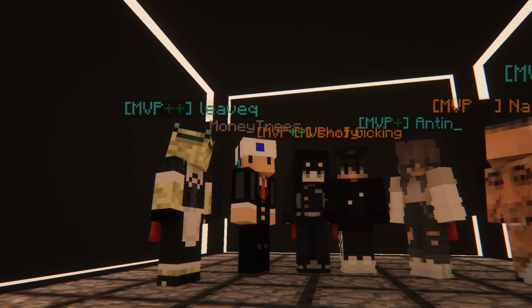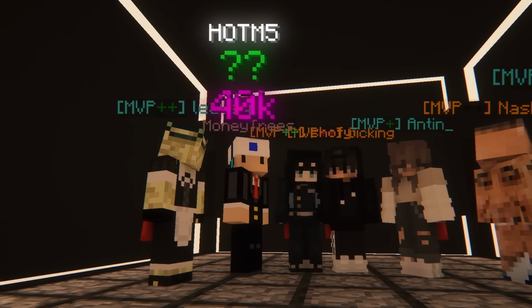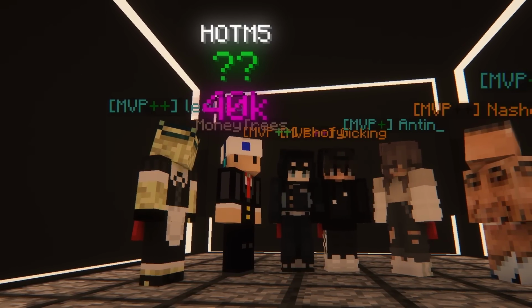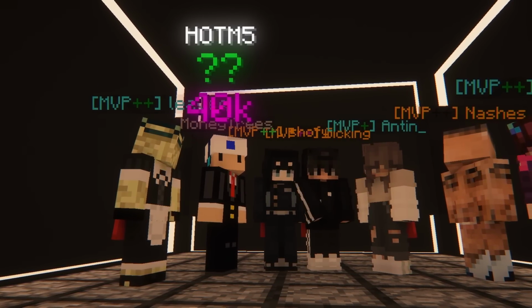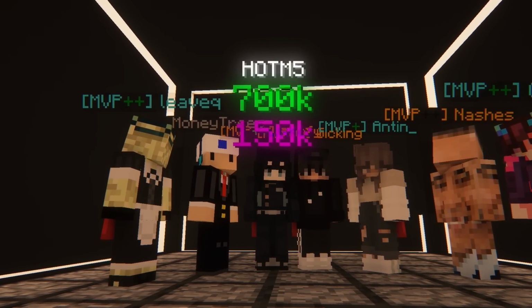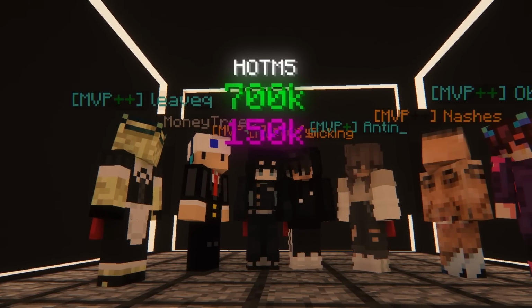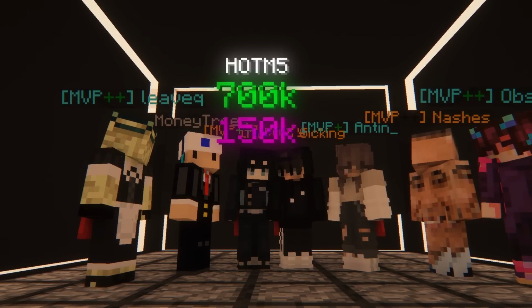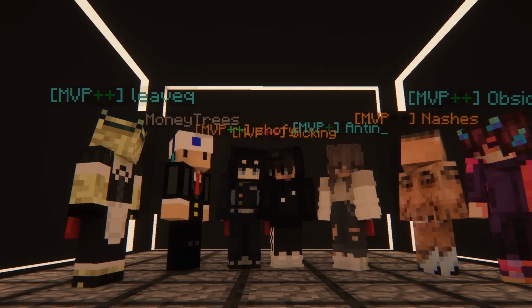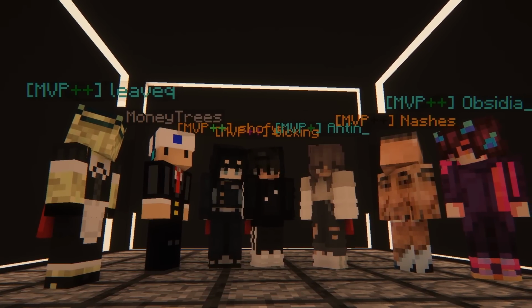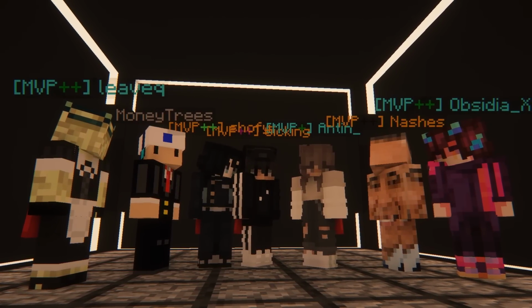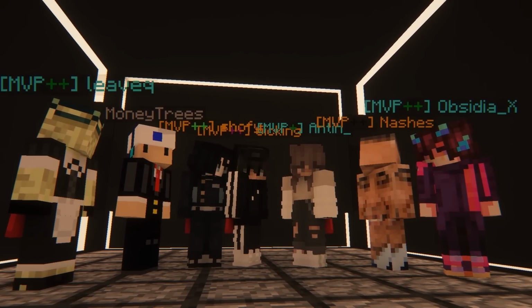I'll start off with money trees then. I have 40k gemstone powder because I hate mining, and on my iron man I'm heart of the mountain 7, and on my main I'm heart of the mountain 5. I have 700k mithril and I have 150k gemstone. I haven't really gotten into mining. So my mining setup's nothing. I really hate mining. And I'm not kidding either when I say this. I have an Iron Man with like full Necron and Jujubo.